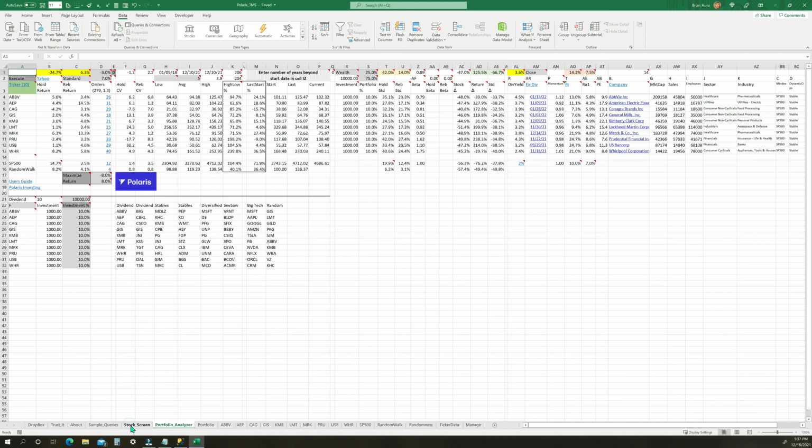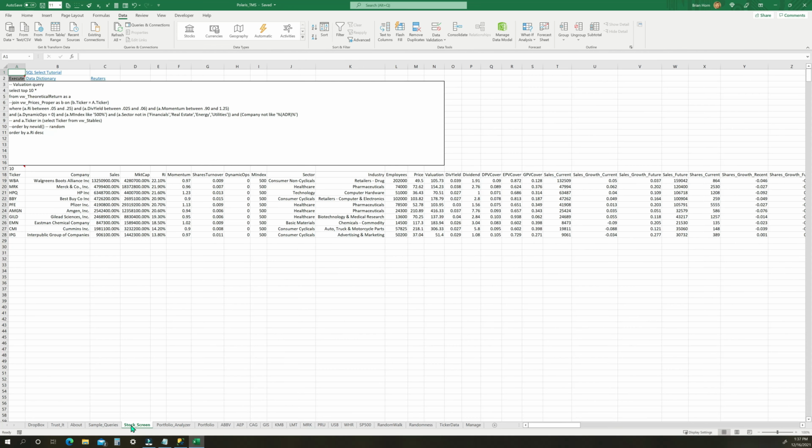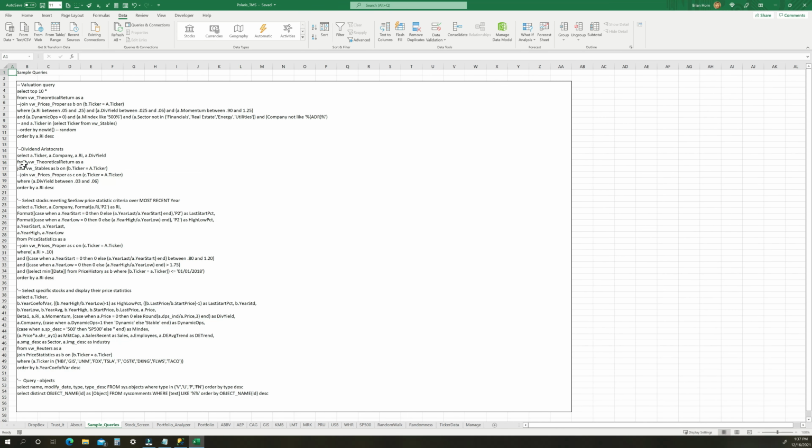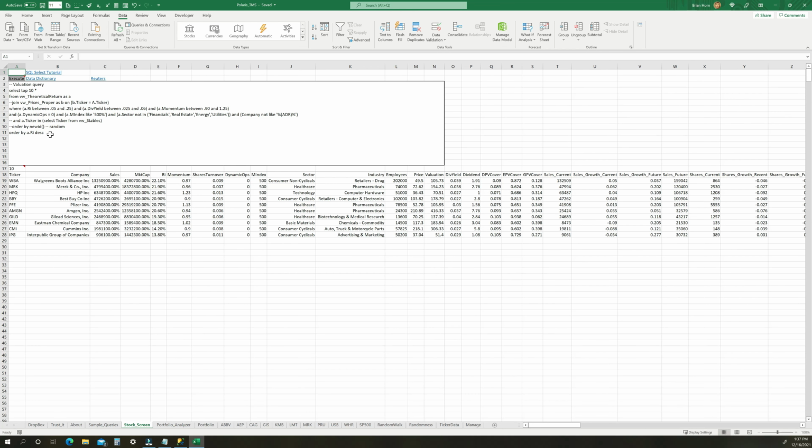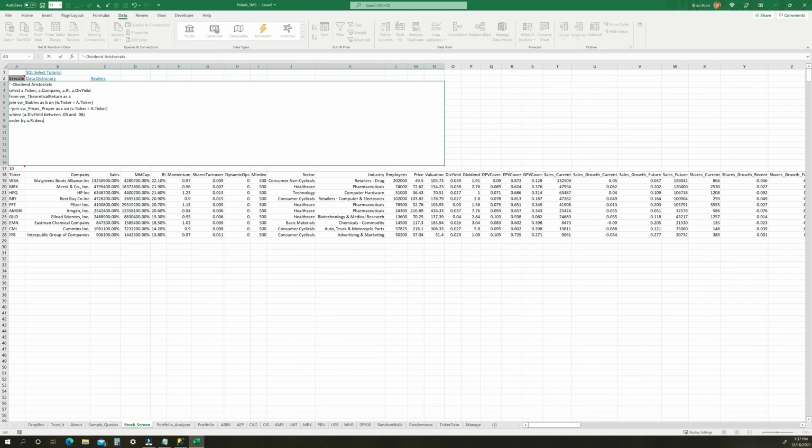Typically start off in the stock screen worksheet and decide what query makes most sense for what you're trying to accomplish. In this example, I'm going to assume that I'm looking for high-paying dividend stocks. So I'm going to use this dividend aristocrat query. So copy it over and now execute the query.